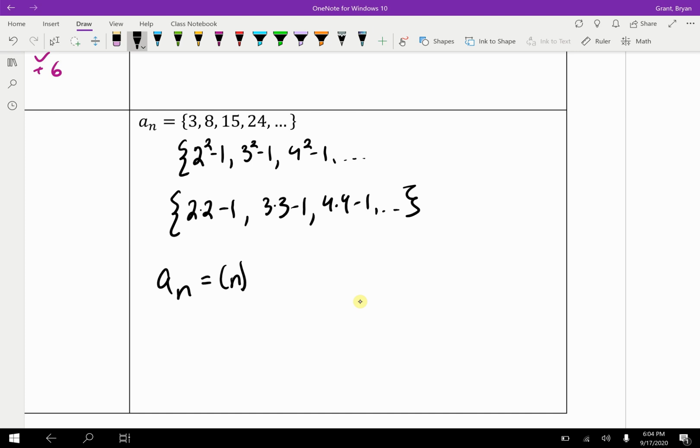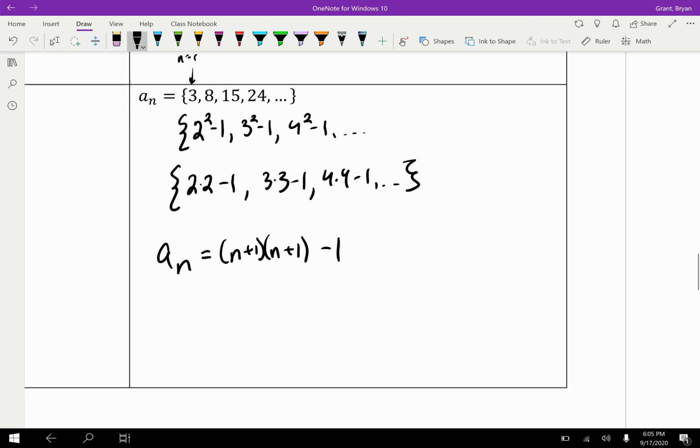Oh wait, let's see, this is our first term, isn't it? This is n equals 1. So these 2's are 1 bigger. So I think it's going to be n plus 1 times n plus 1 minus 1. Right? If we try an n of 1, we get 2 times 2 is 4, minus 1 is 3. Yeah, that looks pretty good.